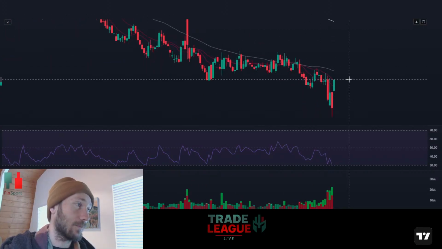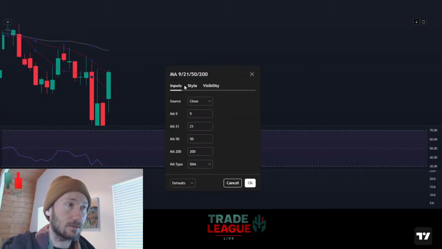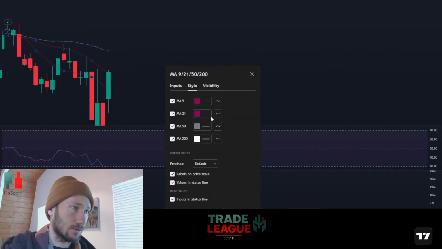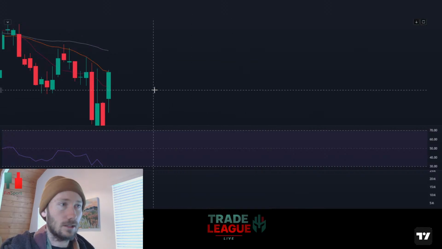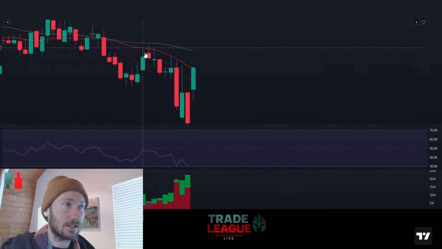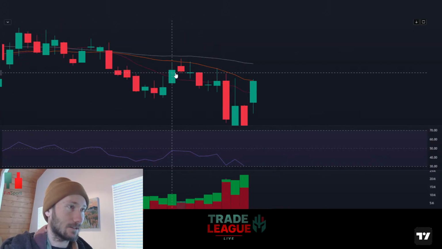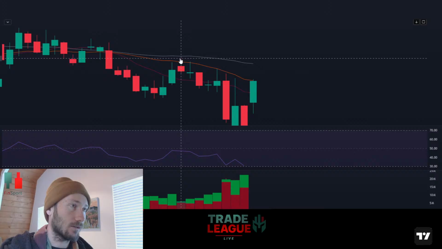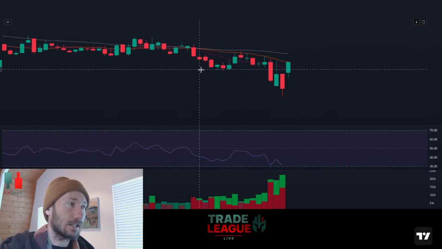If it can pop off over this 21 here, let's change the color of this. Yeah, let's make the 21 orange. Yeah, I'm calling it right there. It's hitting the 21 moving average on the daily. It's been rejected by that, let's see, 1, 2, 3 times since February started. The volume is increasing on it though.